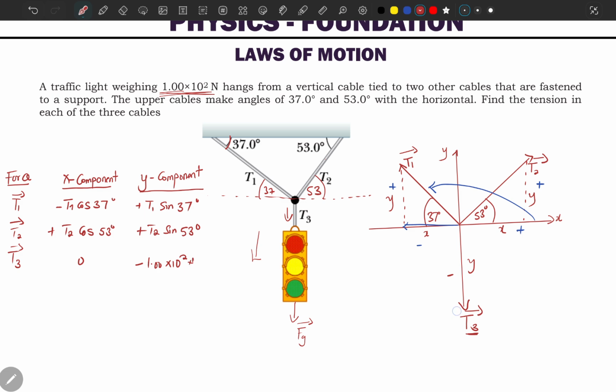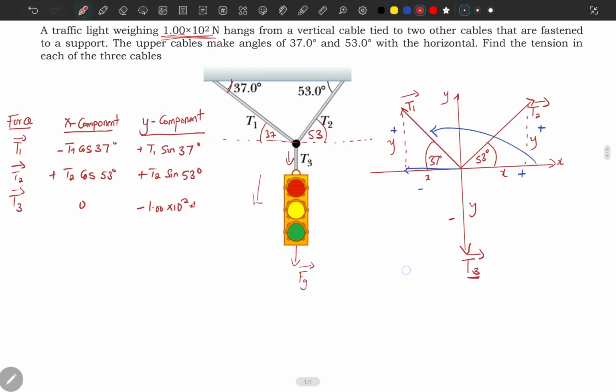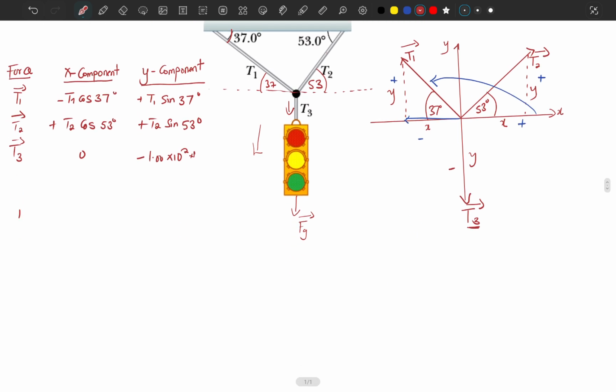Are we there? Then add the X components, add the Y components. So let's form the first equation. The sum of forces in the X will be equal to, we add everything in the X. So in the X, we have T2 cosine 53 minus T1 cosine 37. And forces should always give you what? 0.